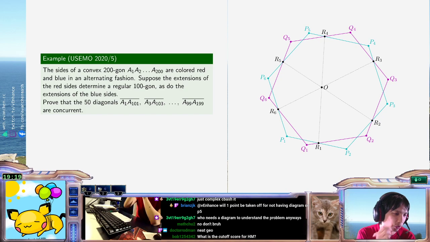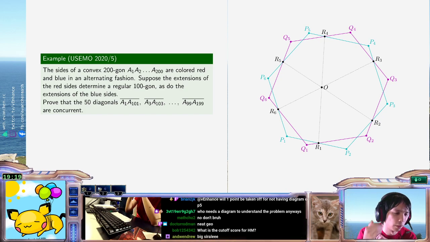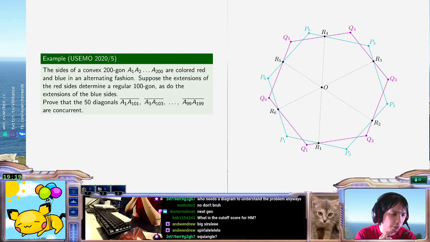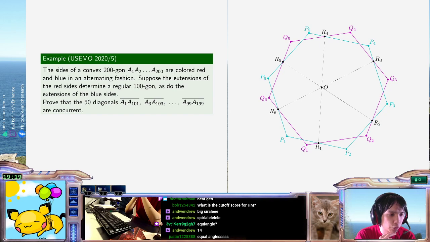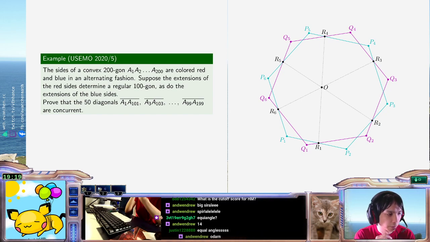What is the cutoff score for HM? There's no cutoff; for USEMO, HM is the scores after the winners, so it's usually very high. There's an award for distinction at 14 points, so solving 2 problems completely.